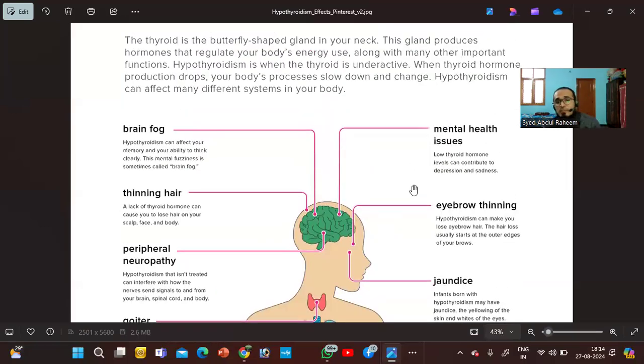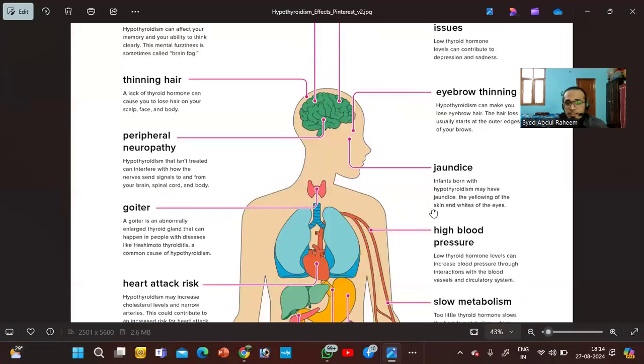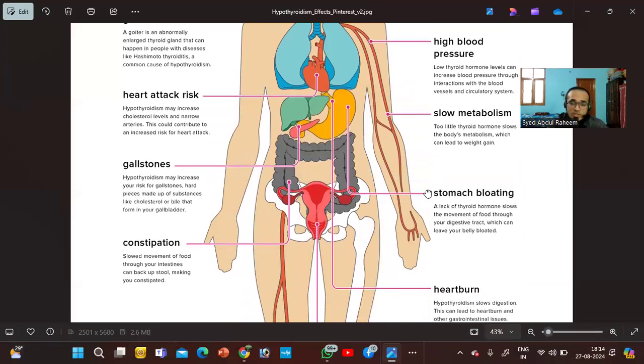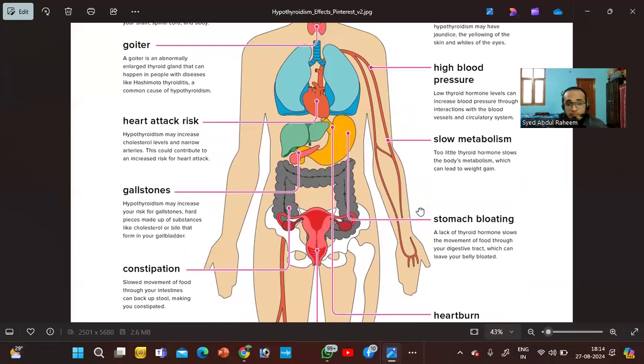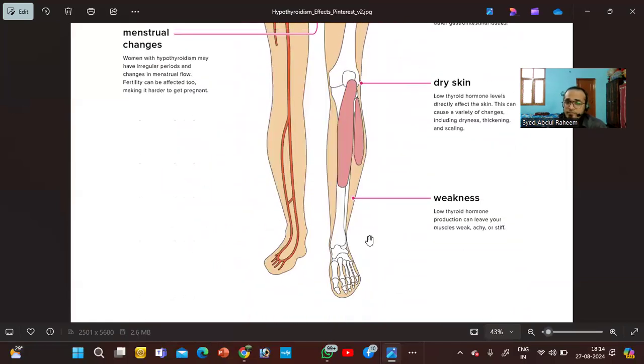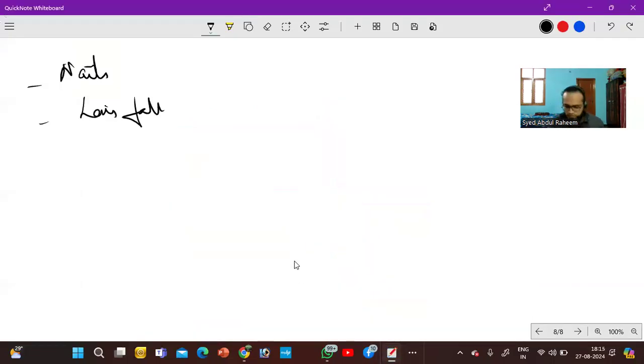Okay, and having mental health issues, eyebrow thinning, jaundice, high blood pressure, slow metabolism. They have weight gain also, stomach bloating, heartburn, dry skin, and weakness. So these are the symptoms or clinical features you can see. And in the body, they have slow speech. This speech is very slow.